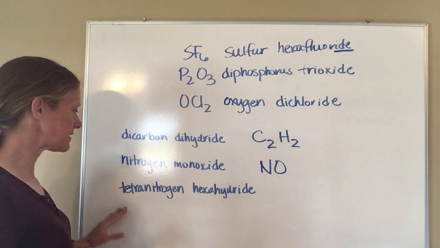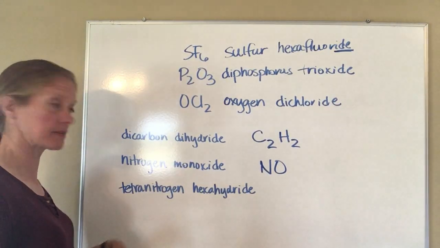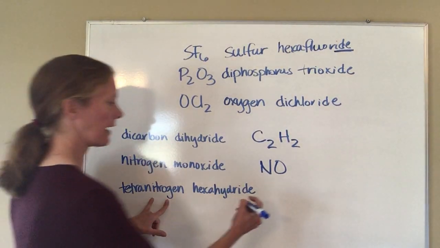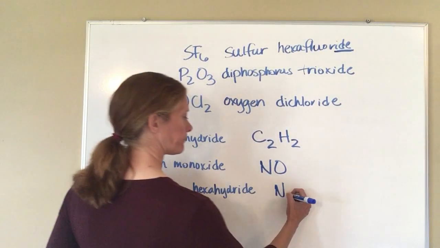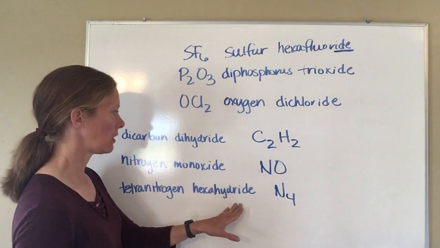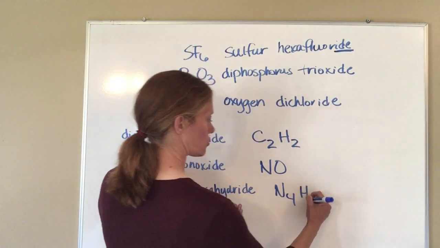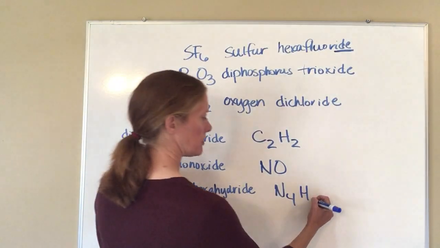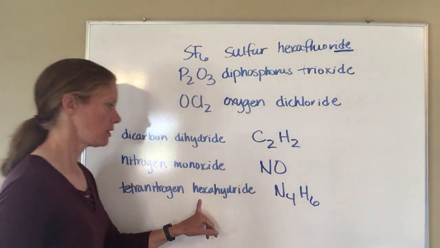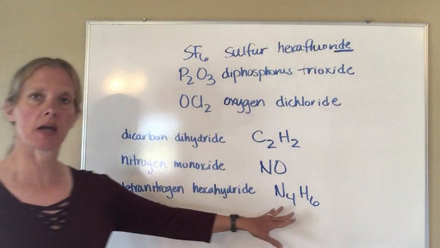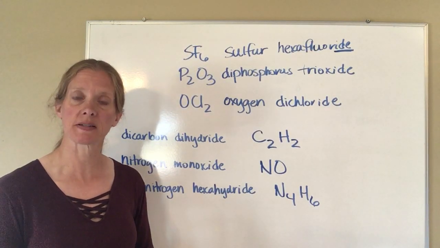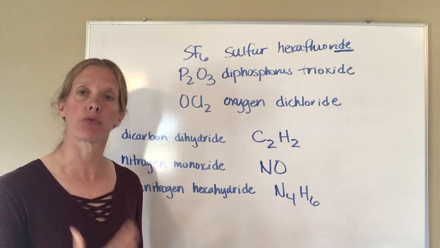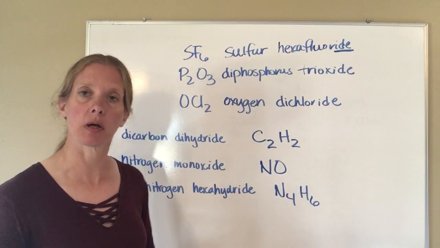Okay. Finally, tetranitrogen hexahydride. That's a mouthful, isn't it? So I have a nitrogen, and tetra means 4. And then I have another hydride, which is an H, and hexa, which means 6. So tetranitrogen hexahydride is N4H6. So your homework today will have you practicing naming and writing formulas for some of these covalently bonded compounds.